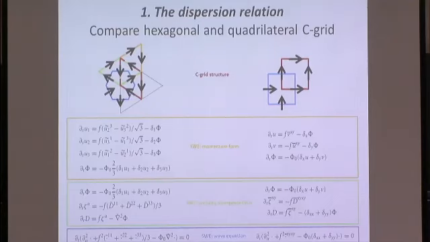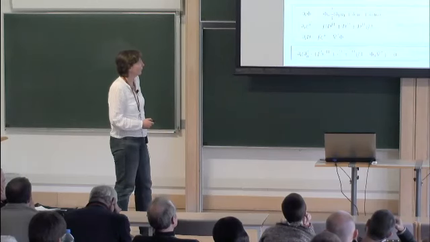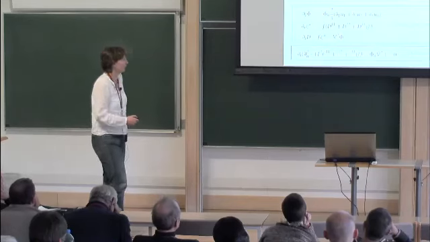On a quadrilateral C grid, you can write down the shallow water equations. You have an equation for U and for V and for the geopotential. It is clear that for the Coriolis term you have to average the V somehow to the point where you have the U component of the wind and vice versa.